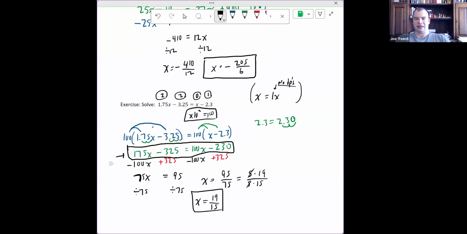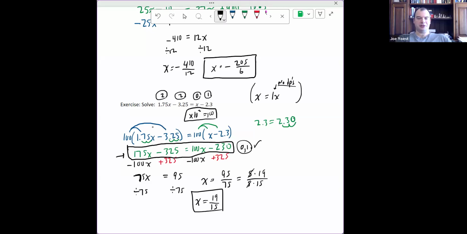We end up with this green equation here: 175x minus 325 equals 100x minus 230. So we're in standard form now. We've completed steps 0 and 1 at this point. And we'll work on isolating the variable term by combining the variable terms together and getting the constant terms on the other side. So I'll subtract 100x from both sides, giving me a positive coefficient, and then add 325 to both sides to get that 325 onto the right side.